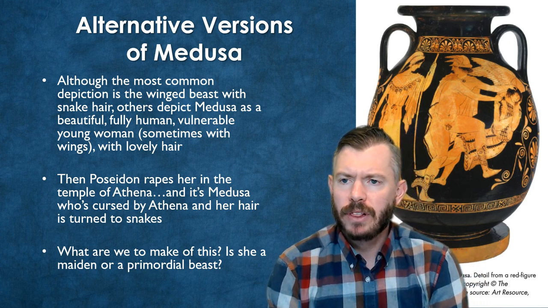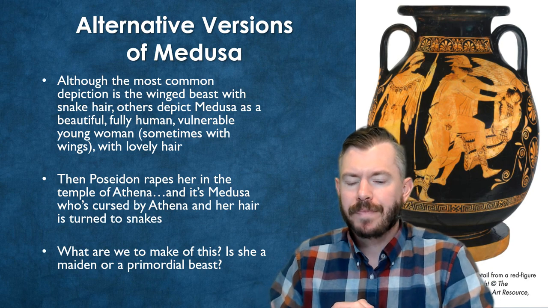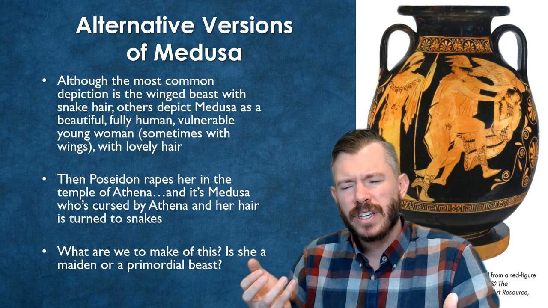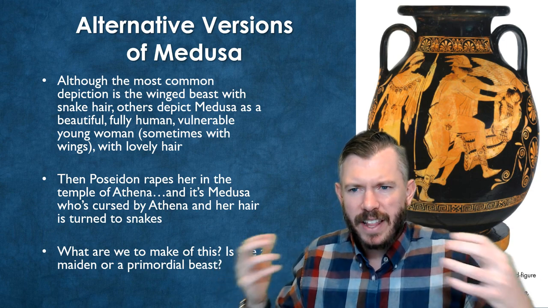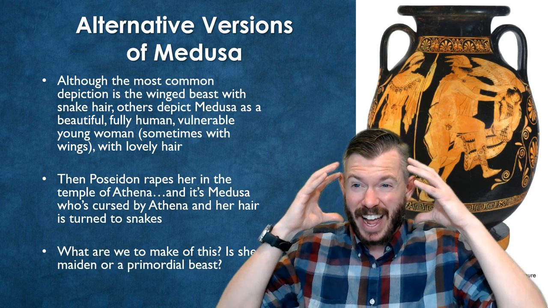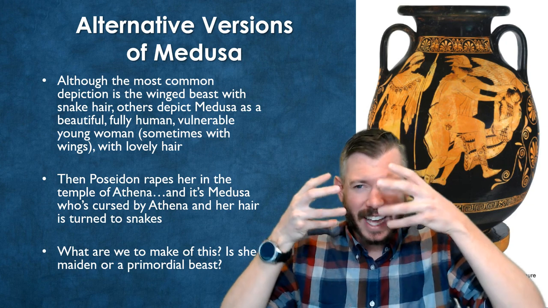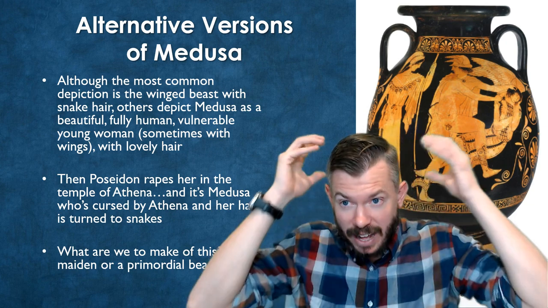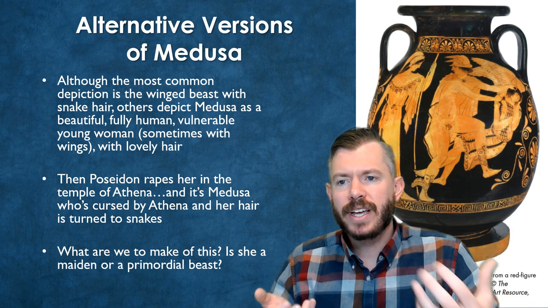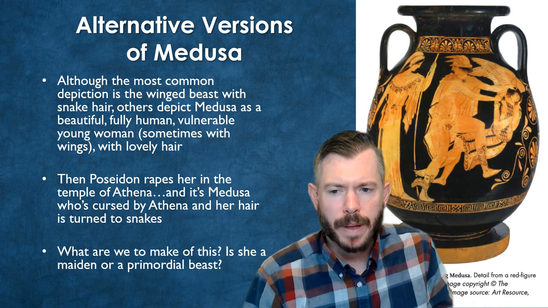But it's interesting when we look at other versions of Medusa as well, right? We've talked a lot about how there are different versions of a lot of these different myths, and Medusa's no different. So far, we've seen her as this crazy monster, right? When you see her in vase painting, she's facing forward. She's got these bulging eyes, or her tongue sticking out, the snakes for hair. But in other versions of the myth, Medusa is seen not as some kind of monster like that, but rather as a beautiful young woman.